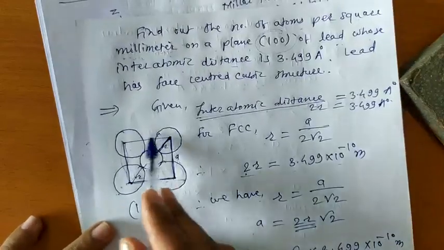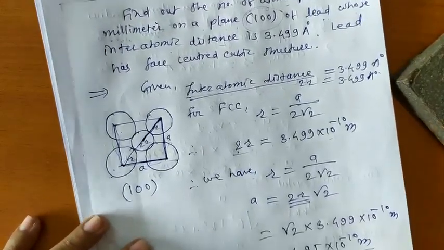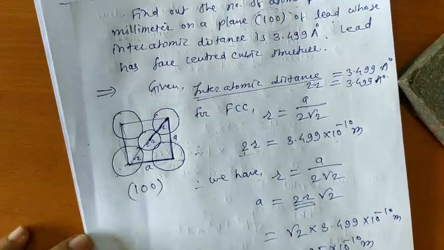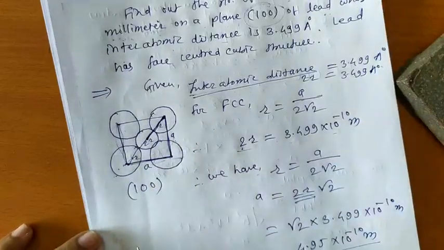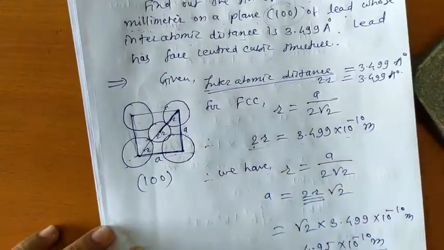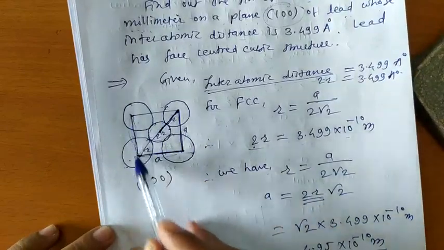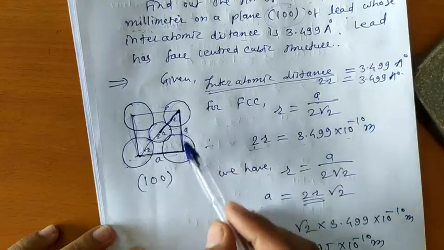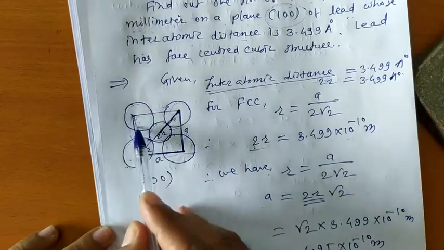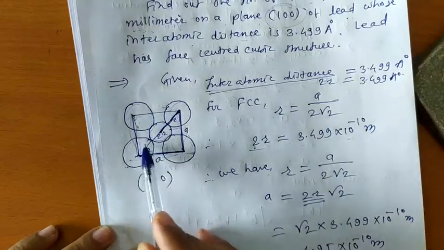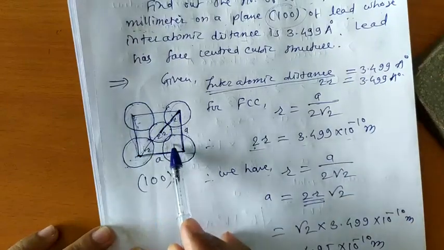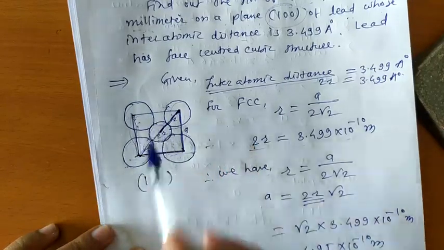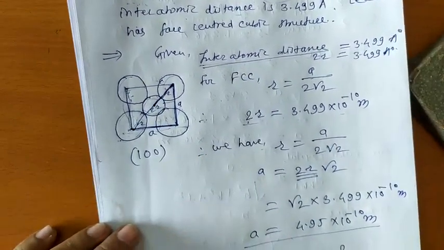We know that in the FCC structure, there are 4 atoms in that unit cell. But in the plane, how many atoms are in this plane? Now to calculate, let us consider this geometry. One atom is completely inside this plane, and 1/4 part of every corner atom is inside this plane. 1/4 part, 1/4 part, 1/4 part, and 1/4 part. It means that 1/4 plus 1/4 plus 1/4 plus 1/4, that is completely 1. It means that this 1, and this completely 1. It means that there are 2 atoms in this plane.